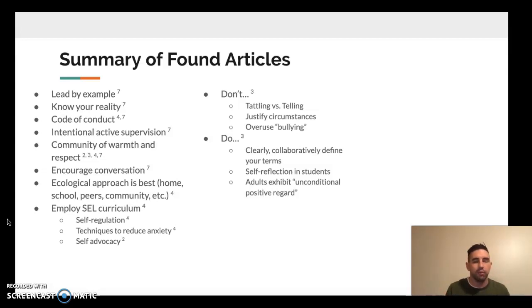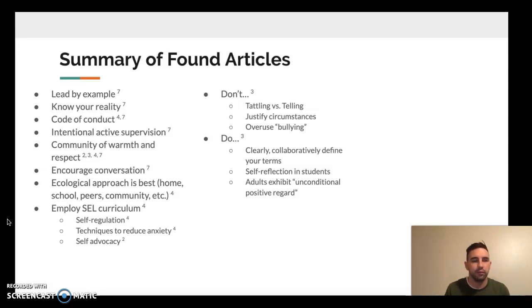Again, creating that community of warmth and respect is so valuable, as it was highlighted in many of my articles, all 4 of my articles, as well as I believe 3 of the ones that were assigned. This idea of encouraging conversations came up again. How do we encourage people to come forward and have conversation about what they're feeling, even when they're not sure others will interpret it the same way, but they feel safe and they feel like it's an okay place to bring that forward.